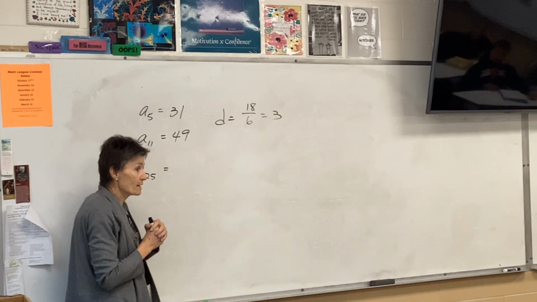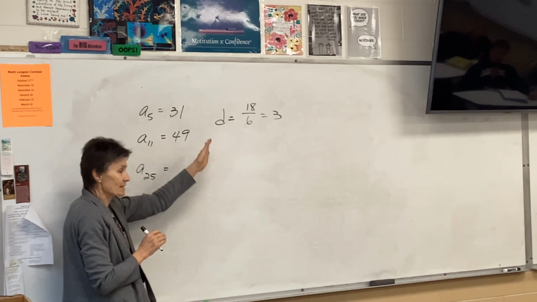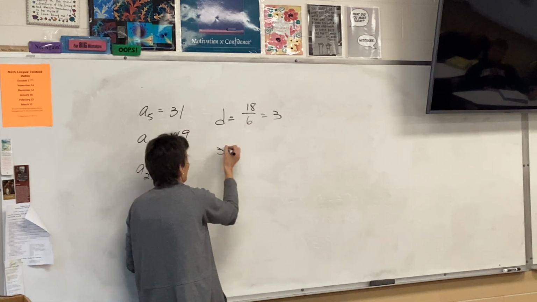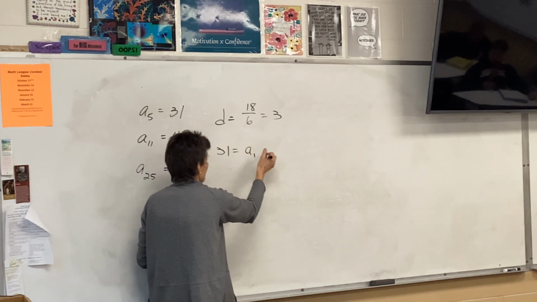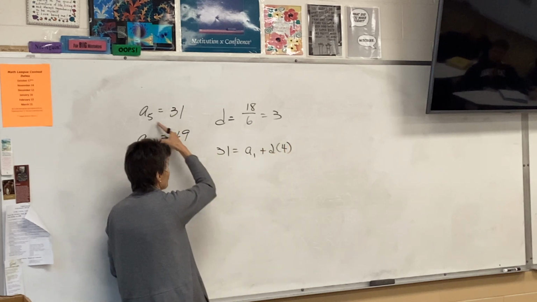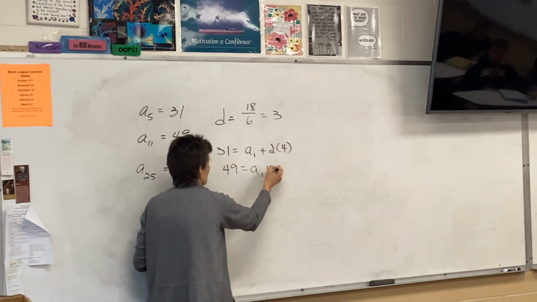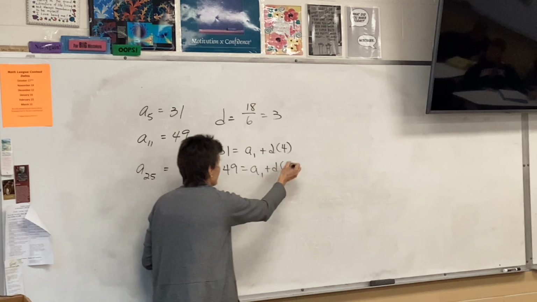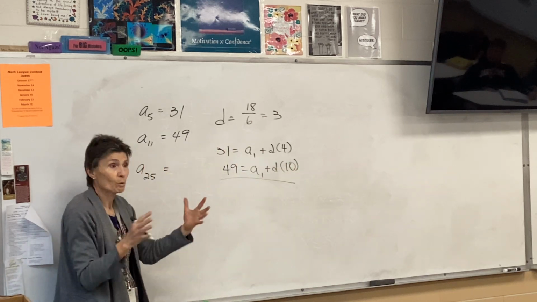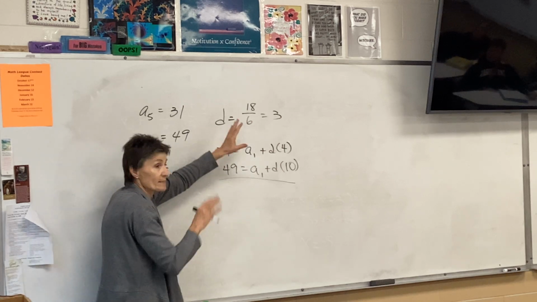Now you can also take a formula approach to this. I mean, that's fine, 100%. You can say, well, 31 equals the first term plus the difference times 4, because it's the 5th term, and minus 1. And 49 equals the first term plus the difference times 10, and you can solve that system. That will always work also. We talked about that yesterday. What she did is absolutely great.